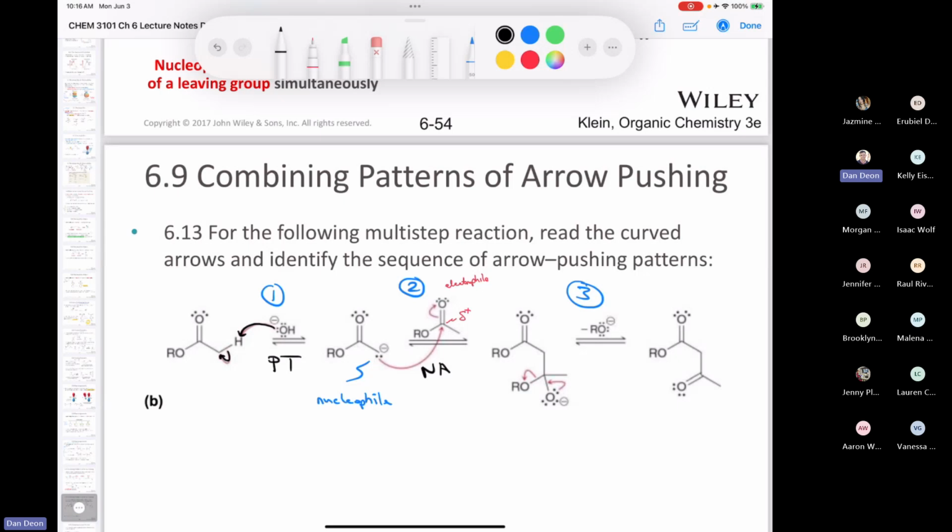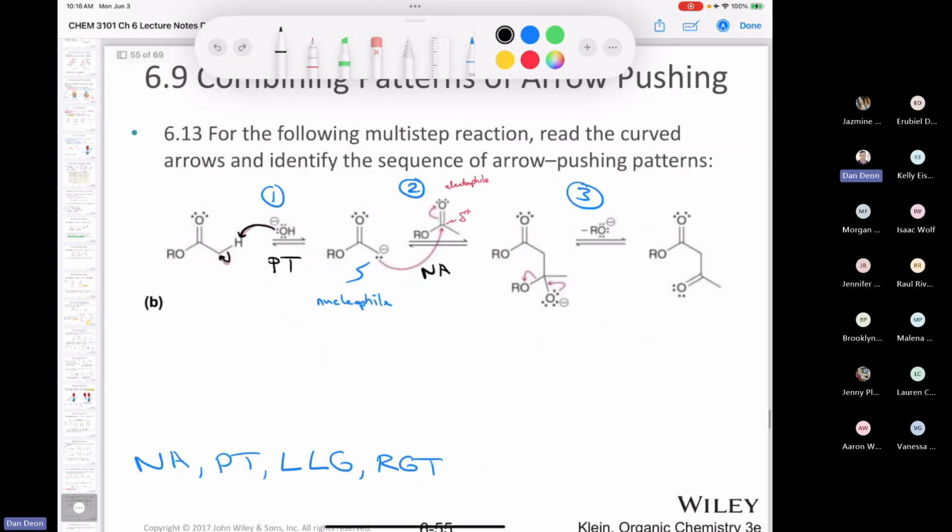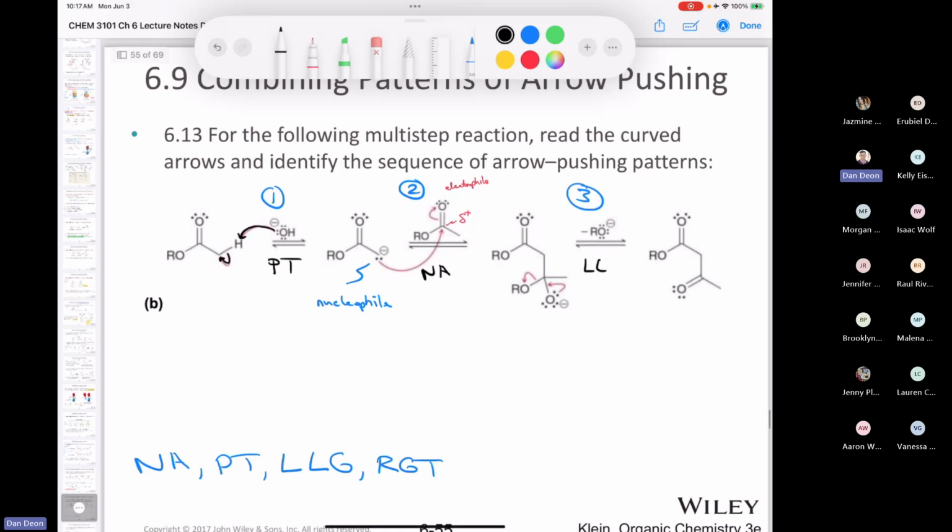All right, what about the last one? You see that you're losing this, you see the negative sign, that means losing, or it went away. So how would you describe the last one? A loss of leaving group, exactly. And the last one, you're losing the alkoxide, so it's a loss of leaving group.